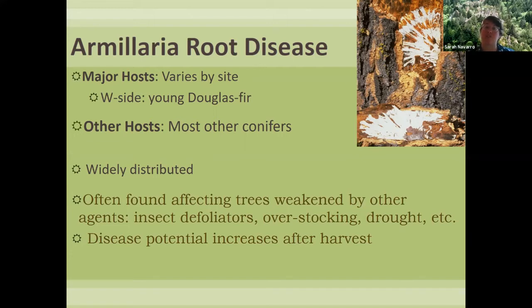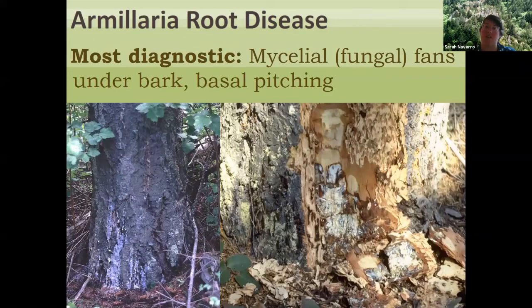So it's often found affecting trees weakened by other agents. Insect defoliators, overstocking, drought, those are types of agents that can really weaken your tree and then make them susceptible to Armillaria root disease. And then disease potential really increases after harvest because you're having disturbances of the site.